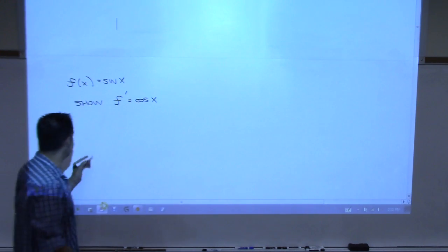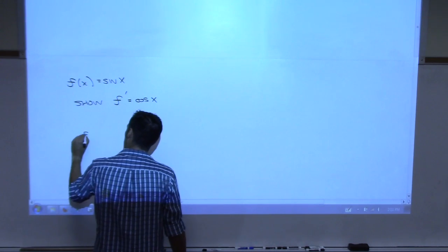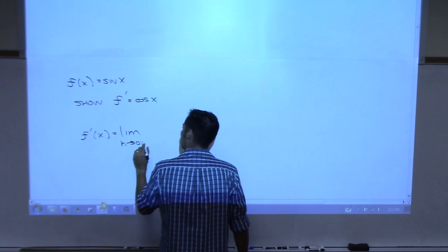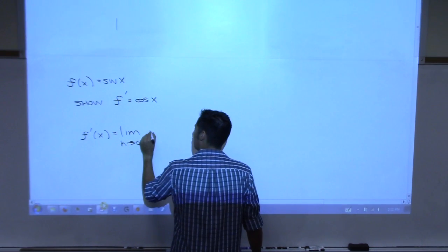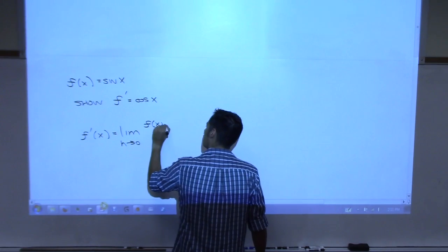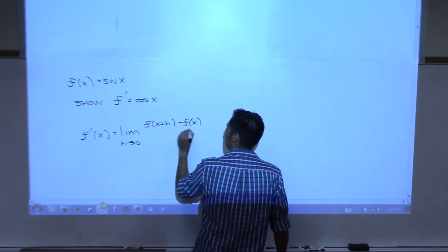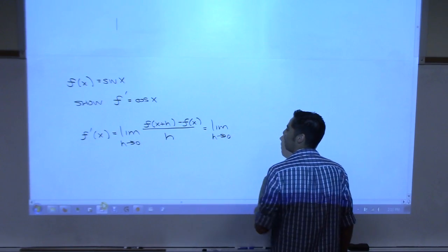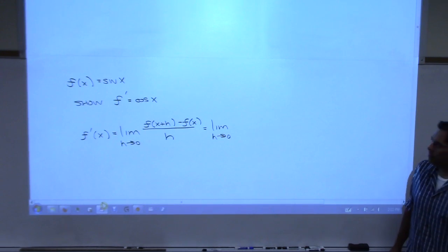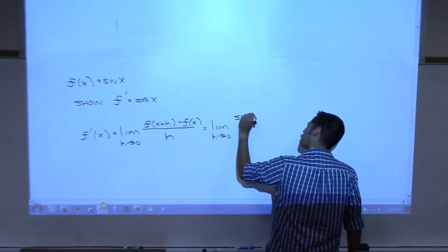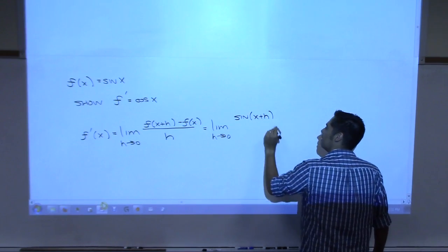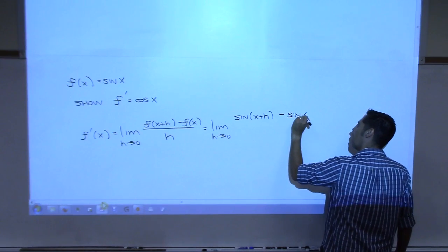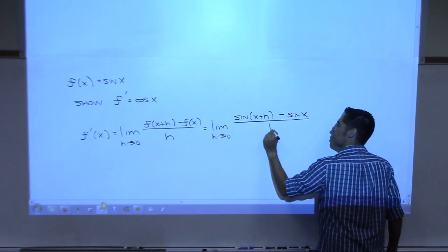Okay, well, I'm going to go to the definition. The derivative of that function should be the limit as h goes to 0 of f of x plus h minus f of x all over h, which is the limit as h goes to 0. All right, plug in x plus h. Sine of x plus h. I'm already getting excited about where we're about to go with this. Minus what? Sine x all over h.